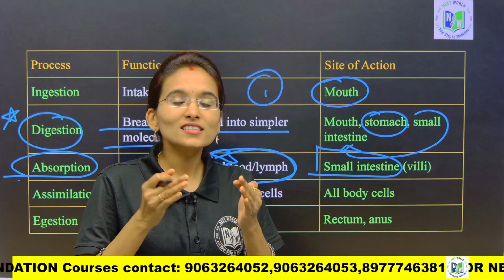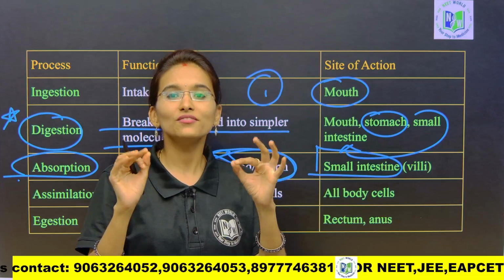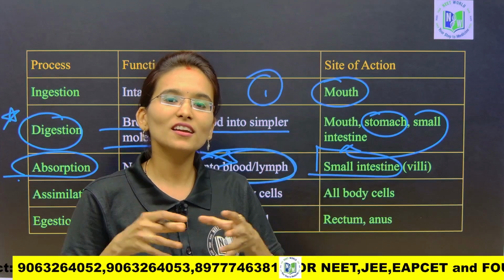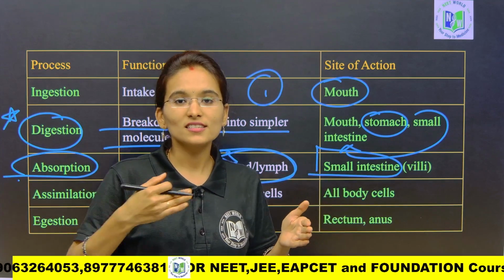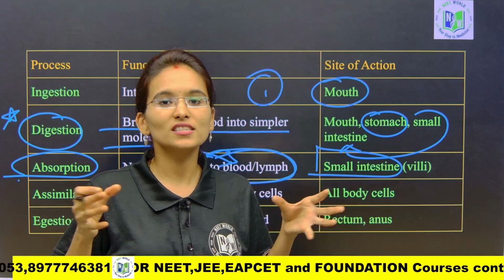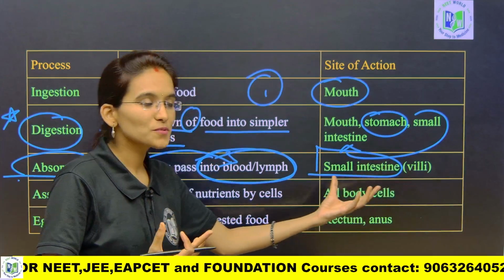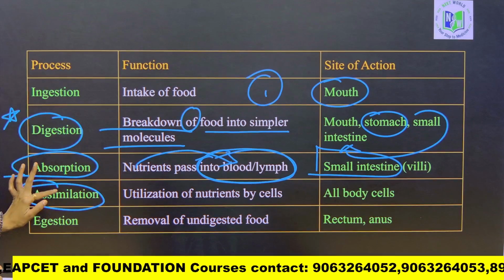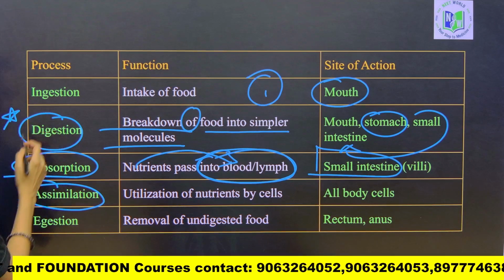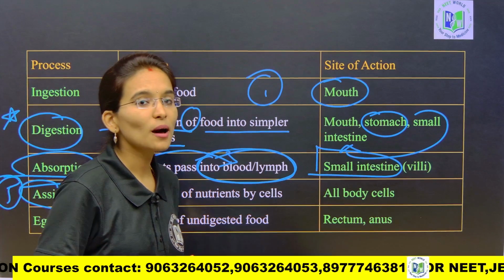So to digest more of the food, our small intestine contains finger-like projections. These finger-like projections will increase the surface area of the small intestine. They increase the surface area for the digestive process, and then the food is going to be absorbed. And next, look into this, assimilation. Assimilation is the fifth step.